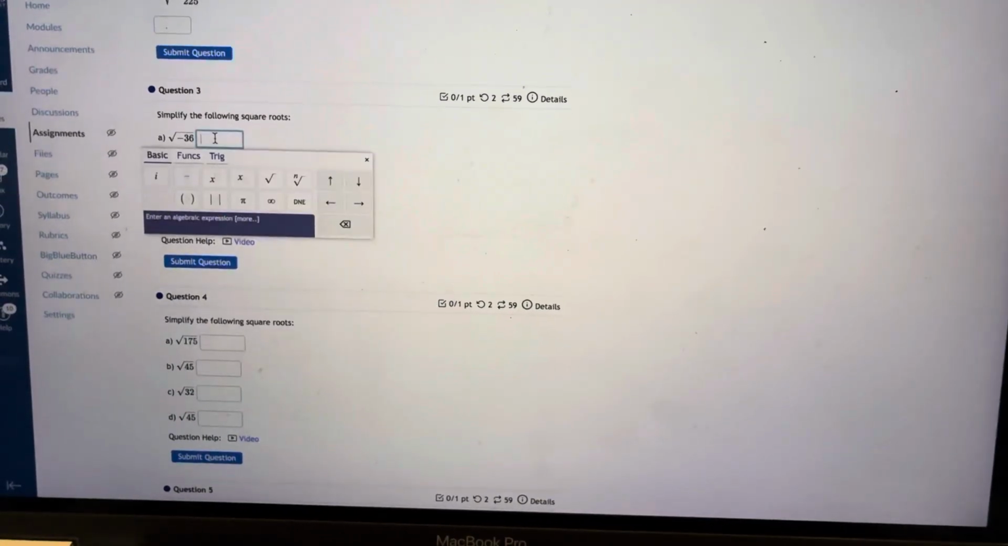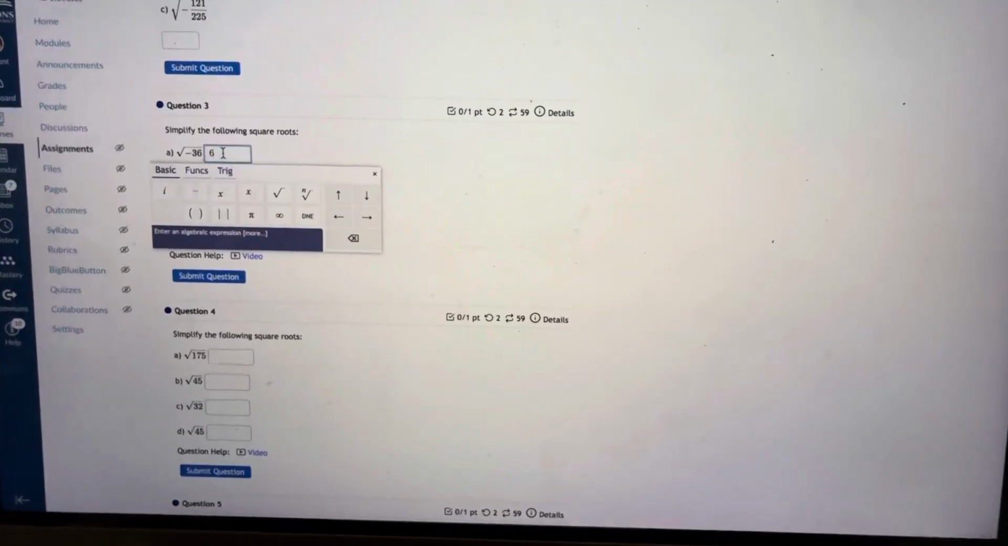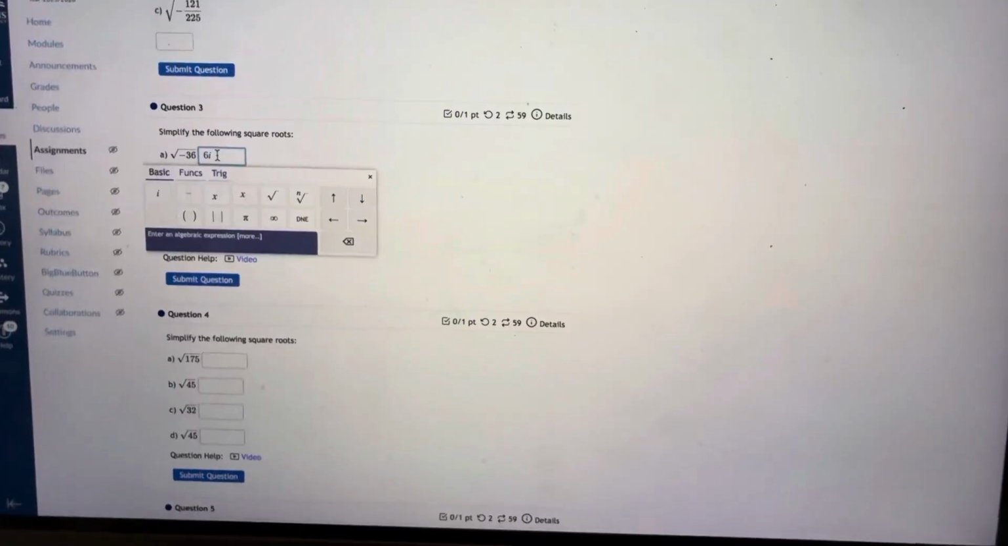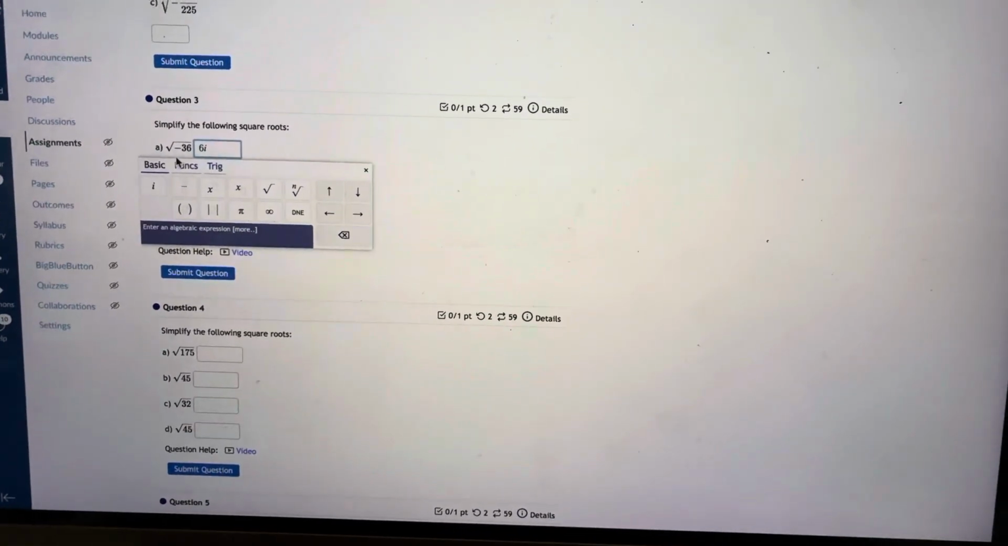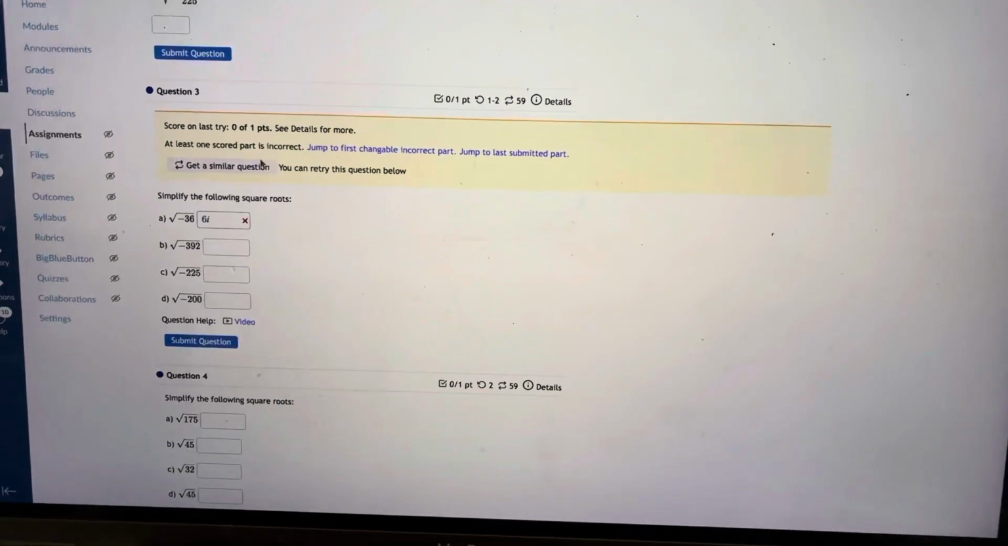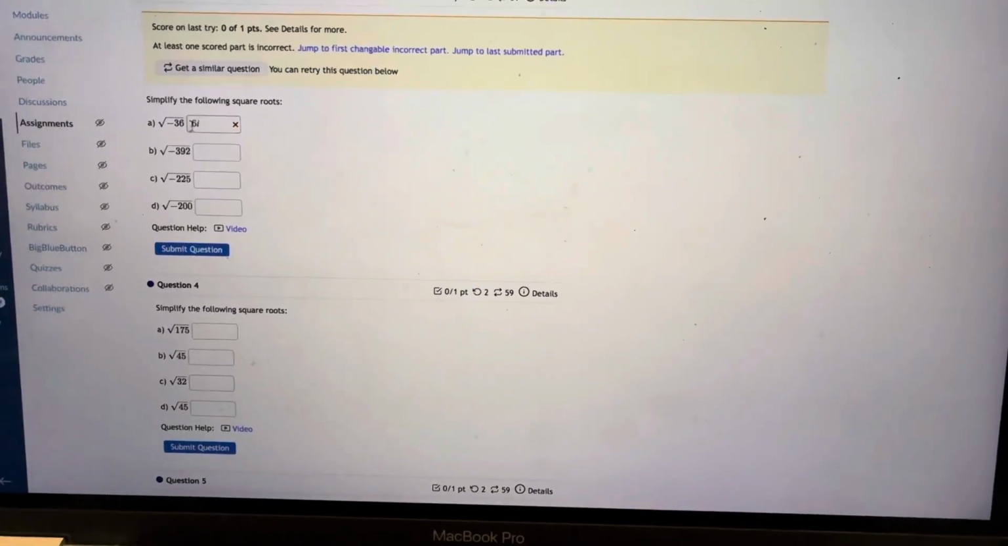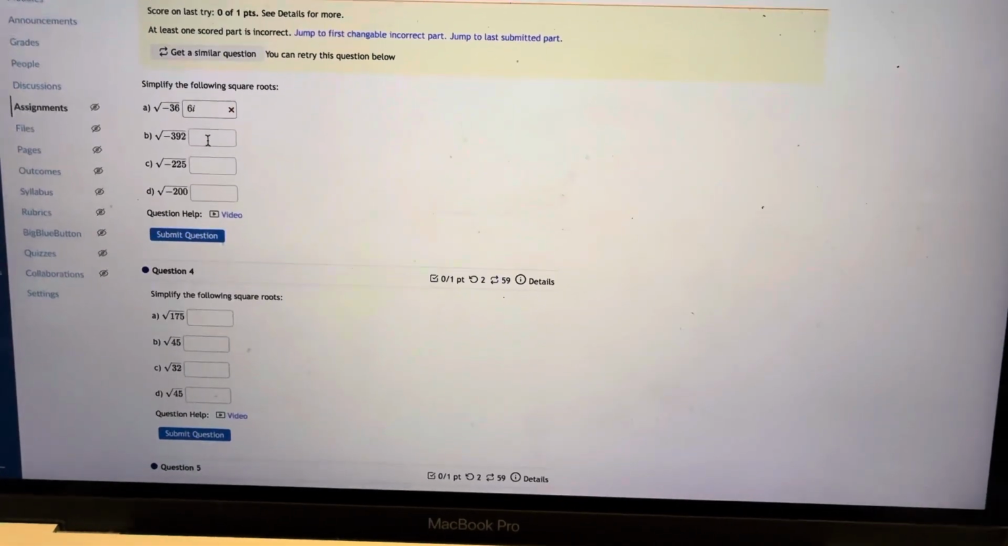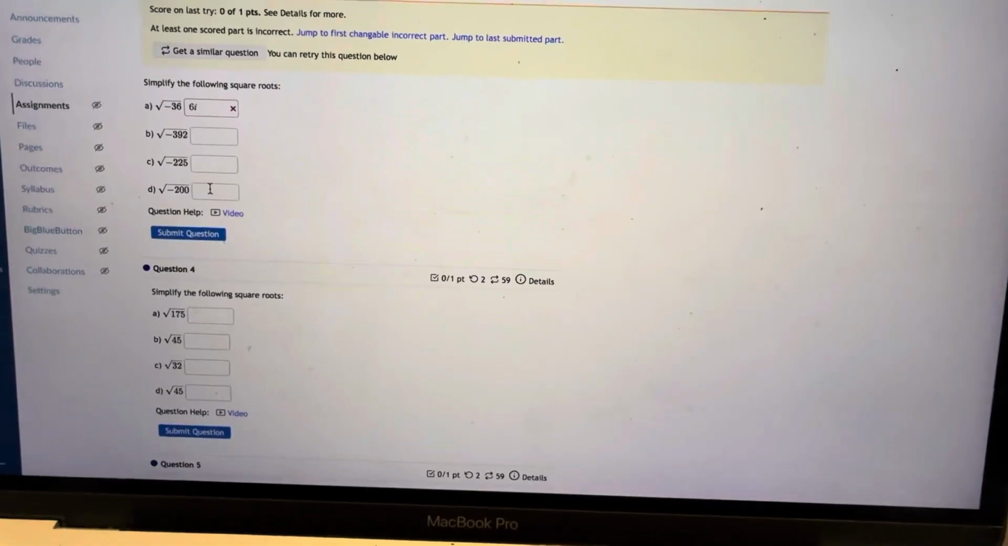When you get to question 3, square root of 36 is 6. It will mark it incorrect. The square root of 36 is 6, and the negative does make the i. This is correct. Leave your answer alone and continue going.